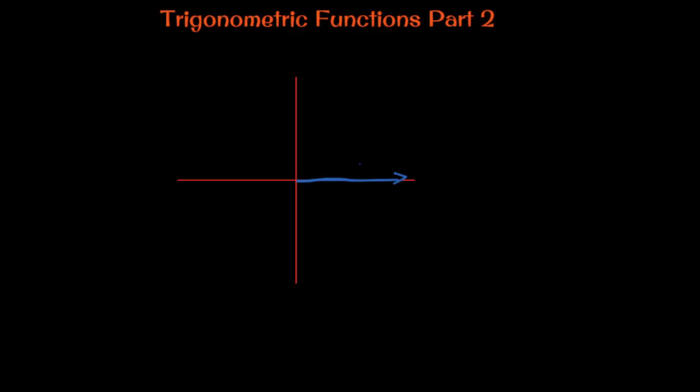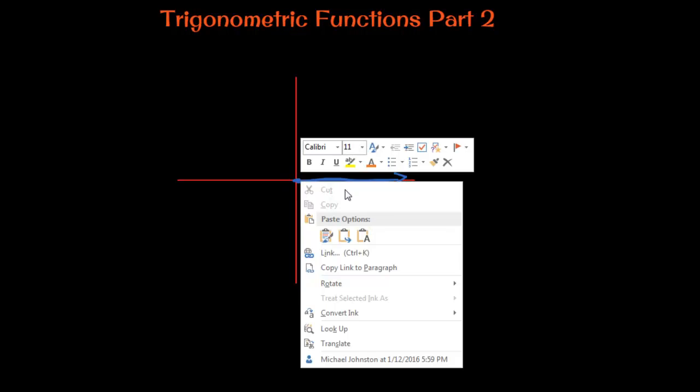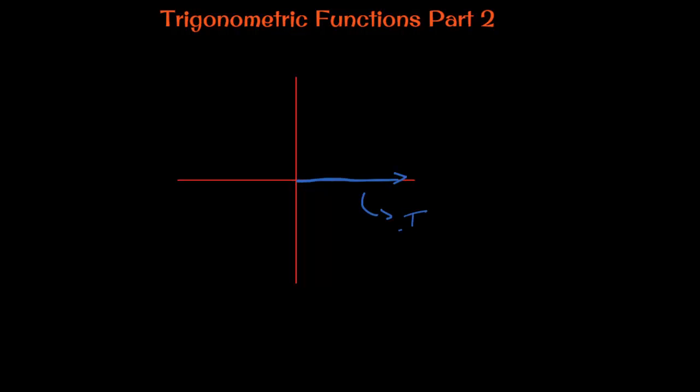Rays extend infinitely long. They do not end, so they have one endpoint, and that endpoint will exist there at the origin. This will be the initial ray, and this here will be another ray, which we're going to call the terminal ray. And in between these two rays, we're going to be able to relate the angle that exists between them.